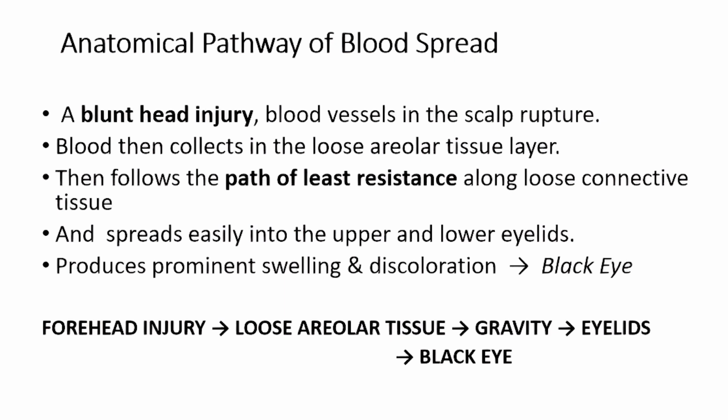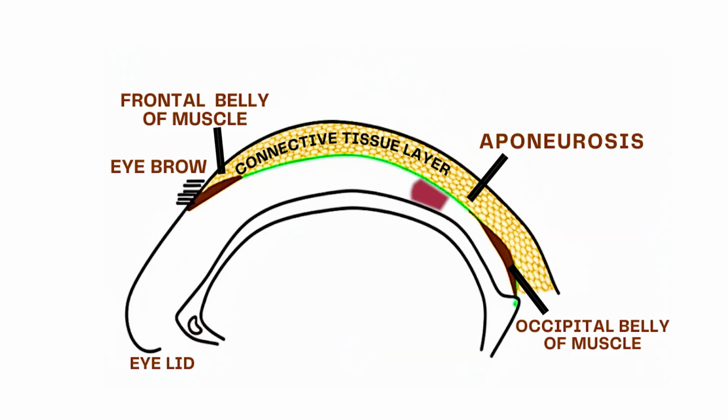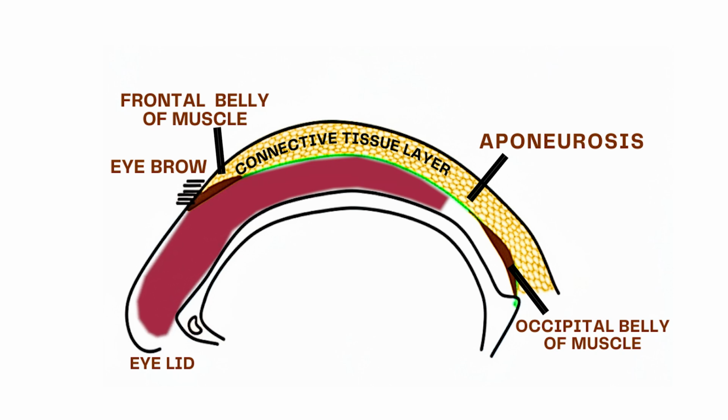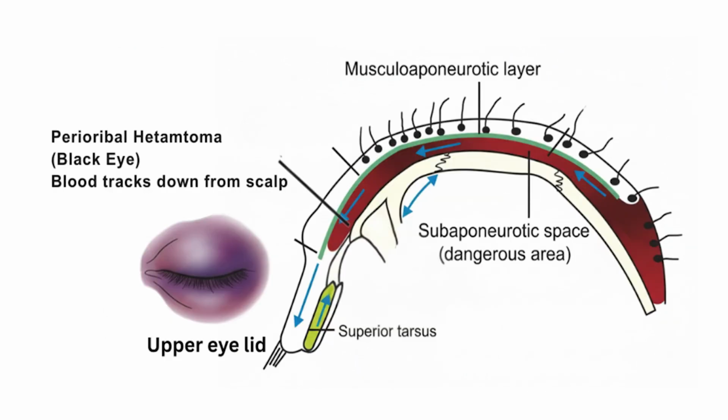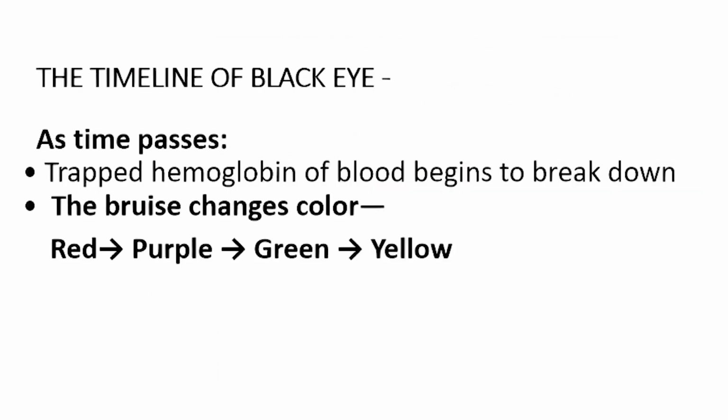When a person sustains a blunt injury to the head, small vessels in the scalp rupture and blood begins to collect in the loose areolar tissue. Then the blood moves freely forward and downward through the continuous tissue planes and reaches beneath the orbicularis oculi muscle. From there, it spreads into the upper and lower eyelid. The eyelids act as a dependent pouch, allowing blood to track downward under the influence of gravity. So even a small volume of blood entering this space spreads rapidly and produces prominent swelling and discoloration known as black eye.